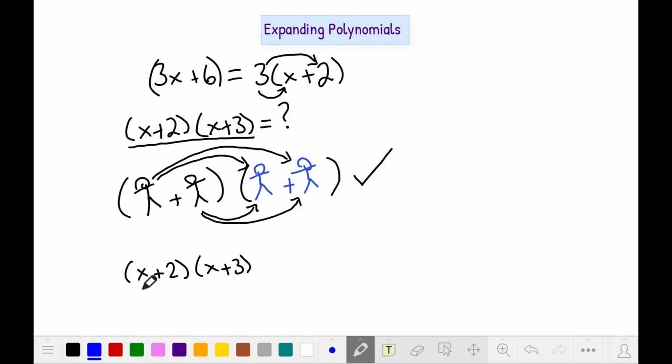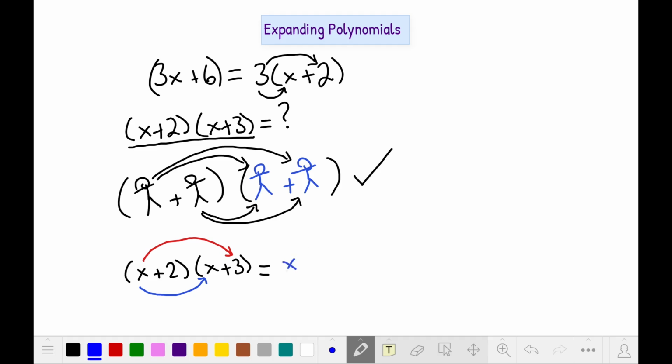Now I'm going to color code the interactions for a reason that's going to be apparent later on. So the first thing we're going to do is x is going to say hello to x. All right. Next, x is going to say hello to 3. Now, the first term of the left bracket has now introduced themselves to absolutely everyone in the second group.